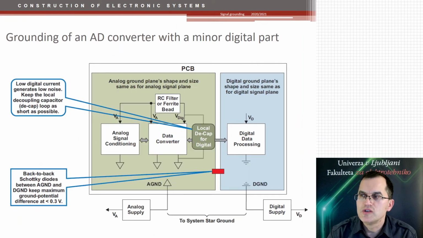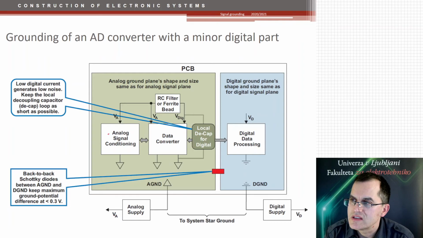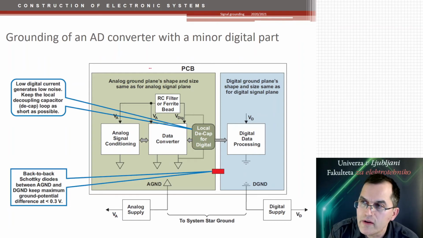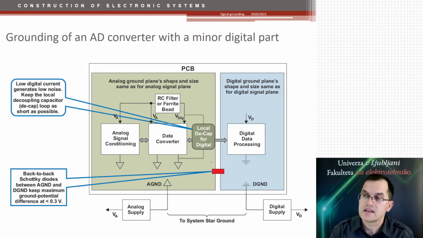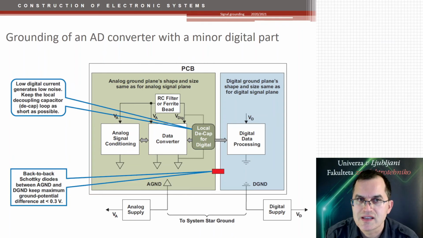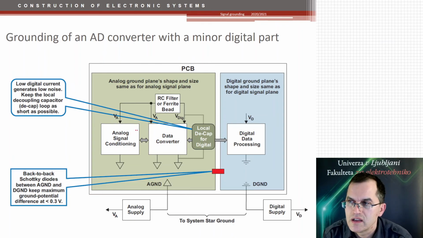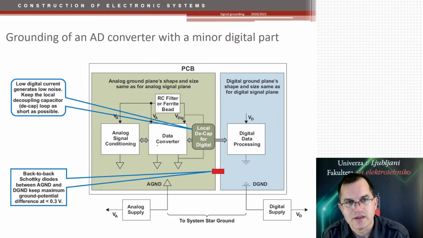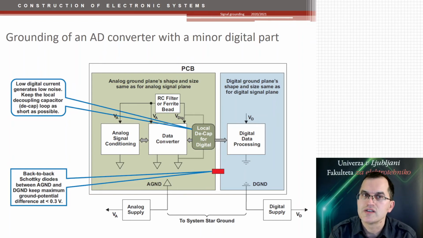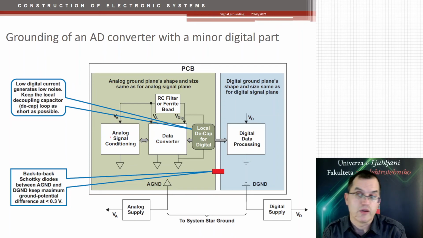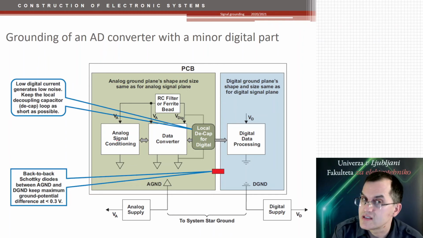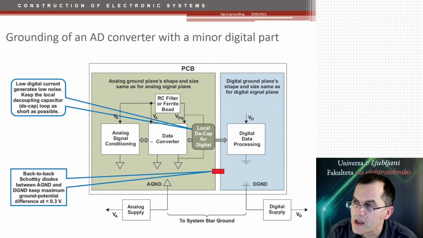So what we actually do in the case of an A to D converter is that we put everything on the analog ground plane. Well, that is not always the case, but if the A to D converter contains a minor digital part, that means the digital part is not that noisy, then you do that. For example, in this case, we have some analog signal conditioning. These are analog amplifiers and stuff that are preparing the signal for the A to D conversion. So we have A to D conversion here.